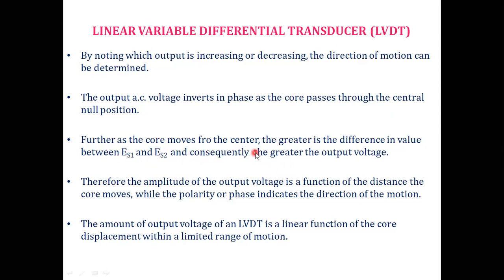Further the core moves from the center, the greater is the difference in values between ES1 and ES2, and consequently the greater the output voltage. Therefore, the amplitude of the output voltage is a function of the distance the core moves, while the polarity or the phase indicates the direction of the motion. The output voltage of an LVDT is a linear function of the core displacement within the limited range of motion.